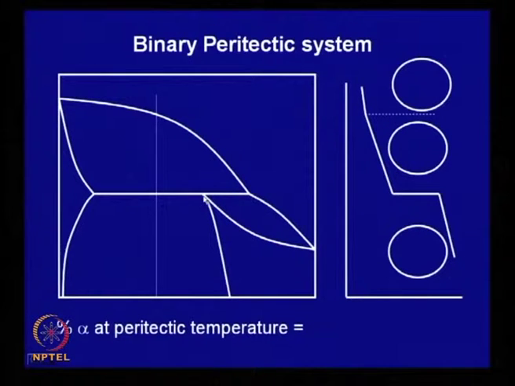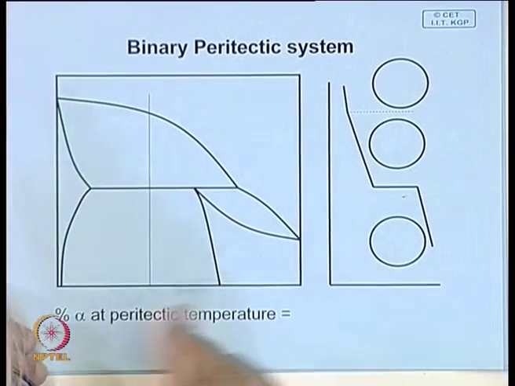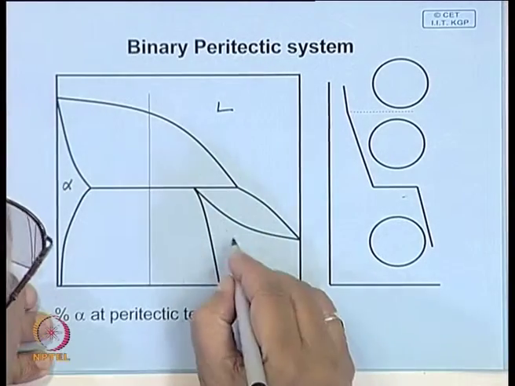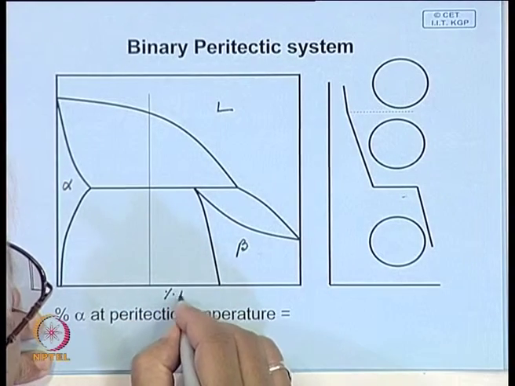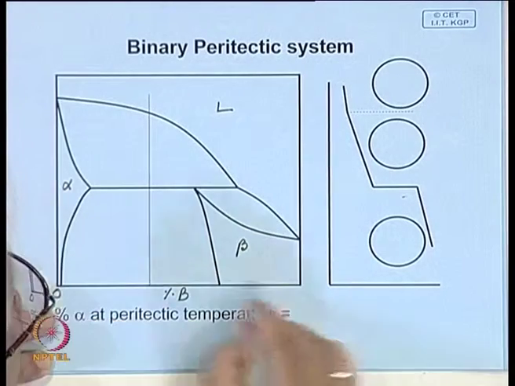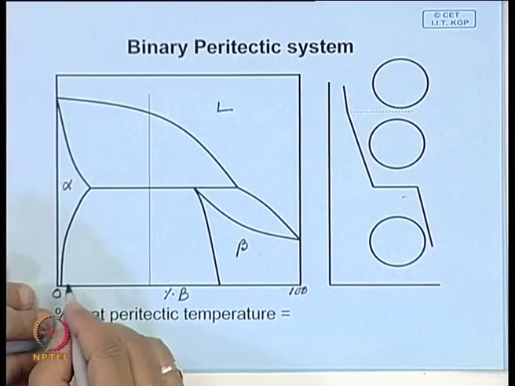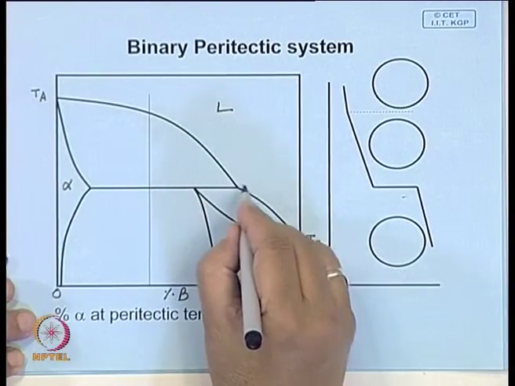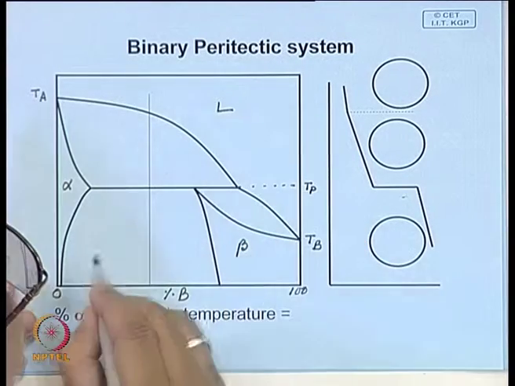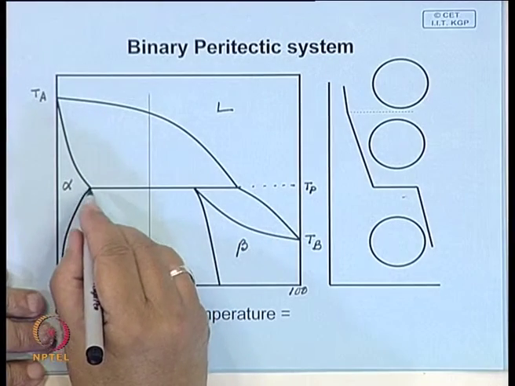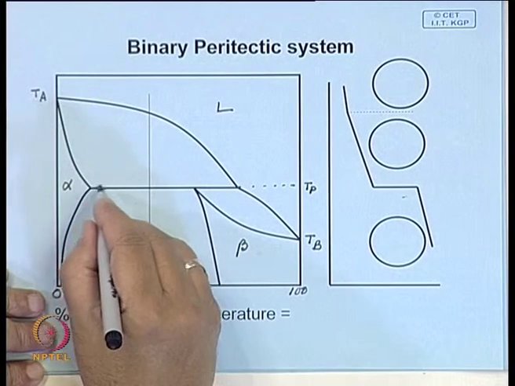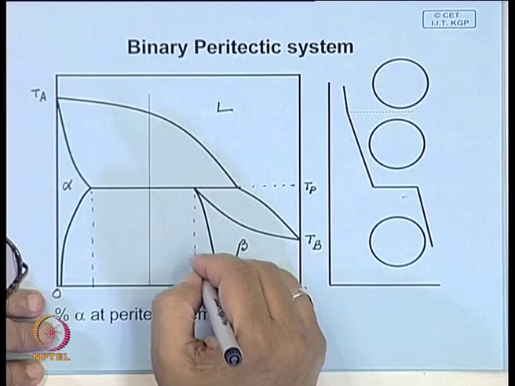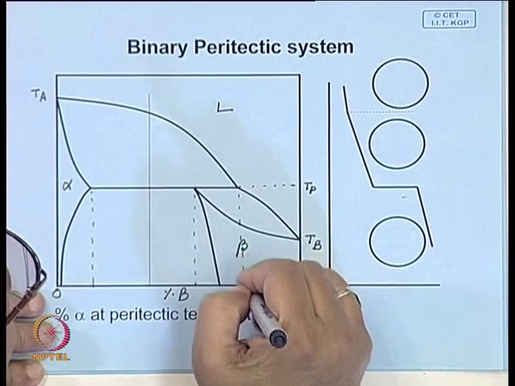And here, in exactly the same manner, you can apply the phase rule, you can apply the lever rule and find out phase percentages. Now, here let us see, this is liquid, this is alpha, this is beta, this is percentage B, here it is 0 B, this is 100% B, this is the melting point of A, this is the melting point of B, this is the peritectic temperature. At the peritectic temperature, degree of freedom is 0. So, that means 3 phases can coexist. Here you do not have any freedom. The alpha composition is fixed, this is the composition of alpha, this is the composition of beta that forms, and this is the composition of liquid.